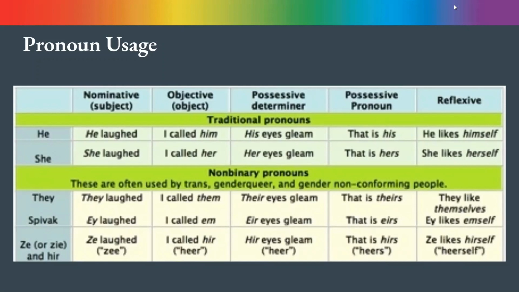And very similarly, then we have Z-Z-E-R or ze, hir pronouns. Instead of saying he laughed, you say Z laughed. Instead of saying I called him, you say I called ear. Instead of saying his eyes gleam, you say here eyes gleam. Instead of saying that is his, you say that is here's. And instead of saying he likes himself, you say Z likes herself.